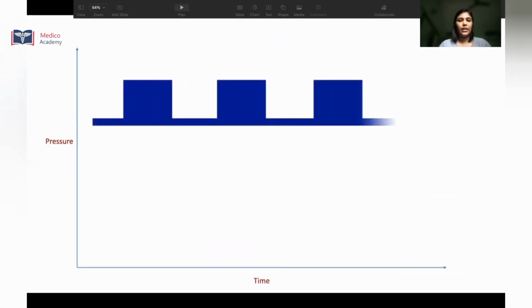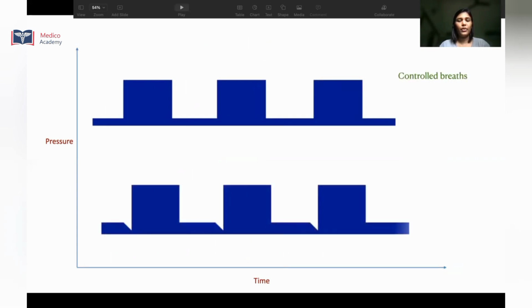So this is again a pressure time graph which shows the controlled breaths. This is another pressure time graph which shows assisted breaths, which show that dip in the pressure which happens because of the negative pressure created by the patient's inspiratory effort.